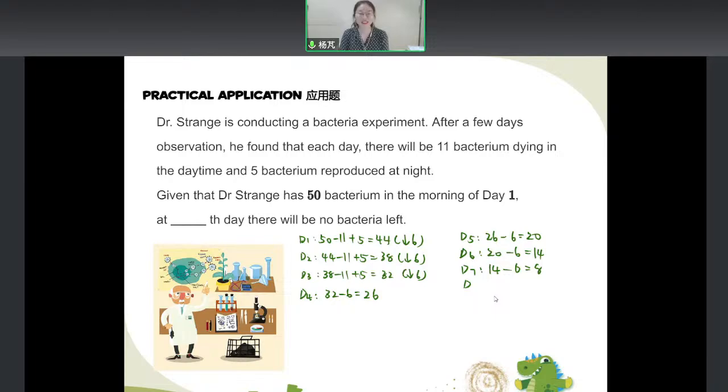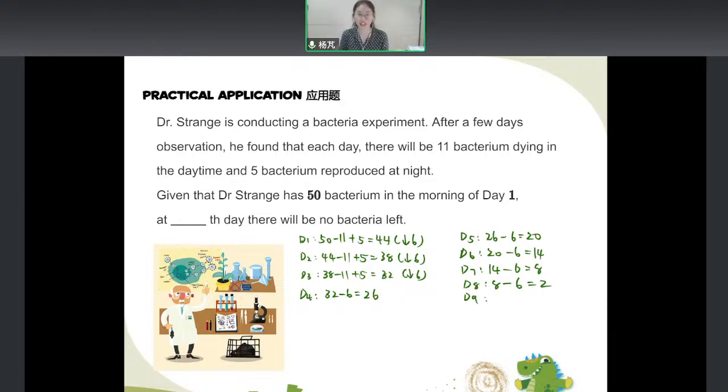After that, it should be minus 6. Day 8. Actually, I need to minus 6. You will find 2 more left. So day 9, no bacteria left.